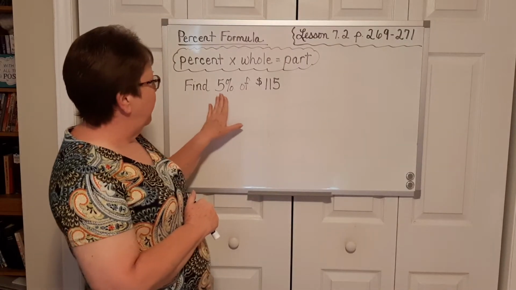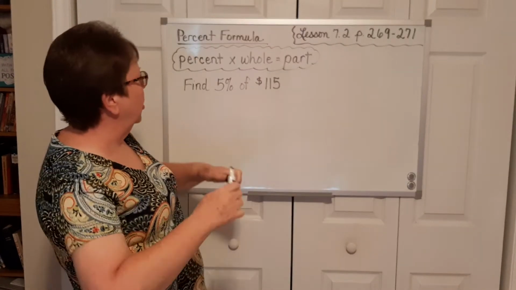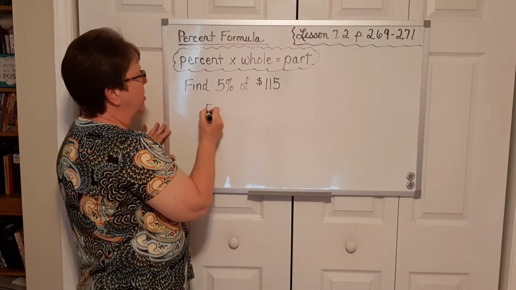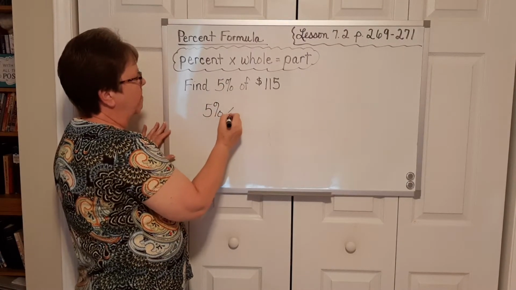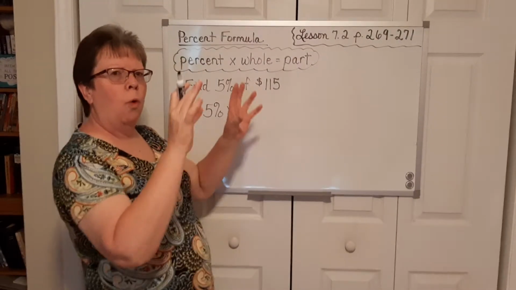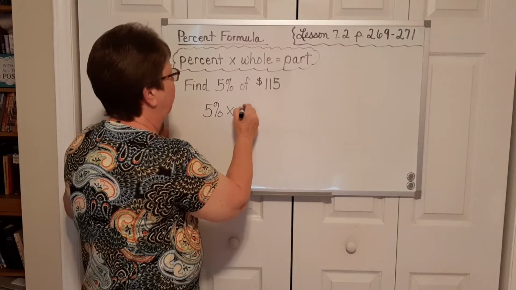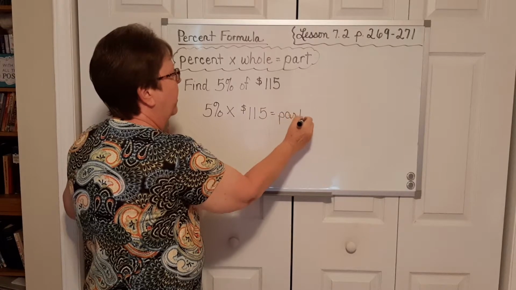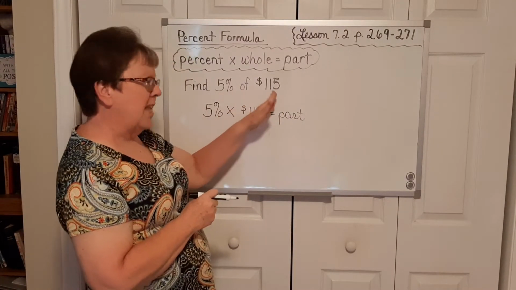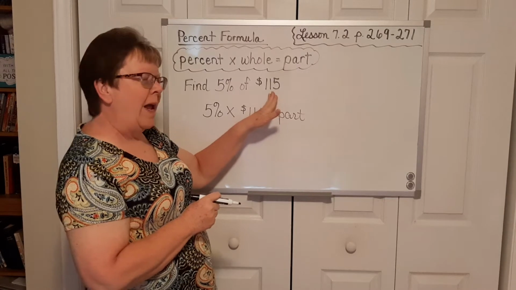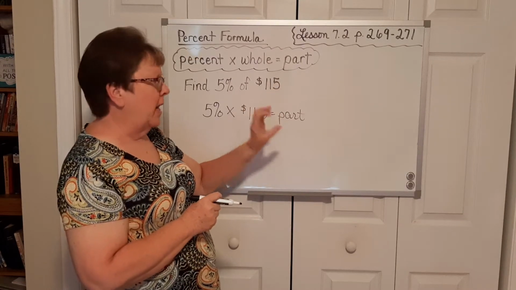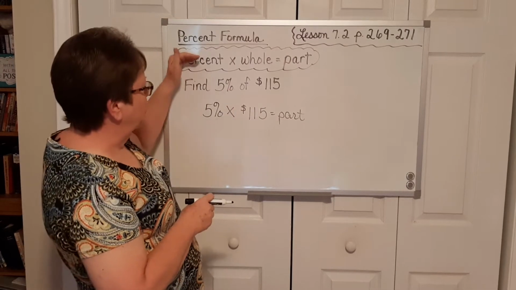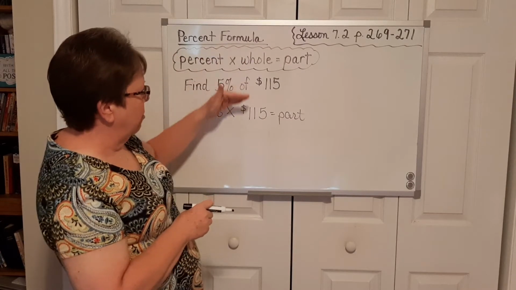So to find 5% of $115, we're going to look at our formula. Now, we know the percent. The percent is 5%, so I'm just going to put that there. Times. Now, our whole is $115. And our part is what we're trying to find, because we're trying to find 5% of that. So it's going to be way less than $115, because we're only finding part of that, the 5% of that. How we do that is we just looked at our formula and plugged in the numbers we had.